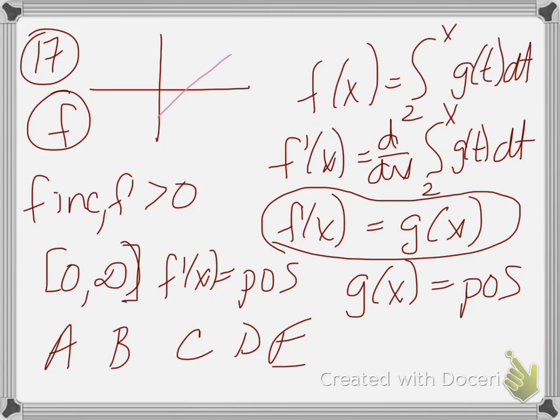Okay, A is always positive. B is negative. It's below the axis, so take B out as a choice. C is always positive. D has a little piece that's negative, so take that out. And E has some that's negative, so take that out.